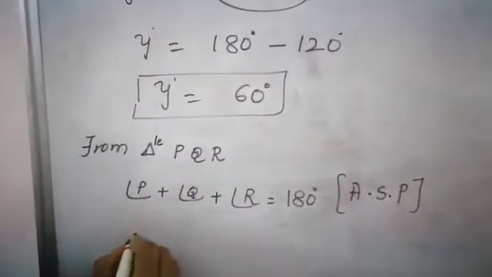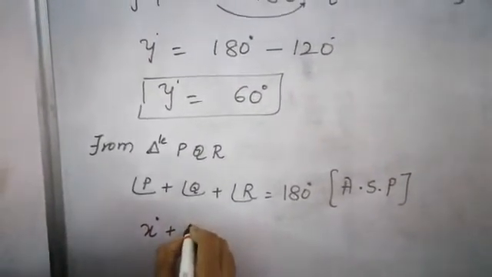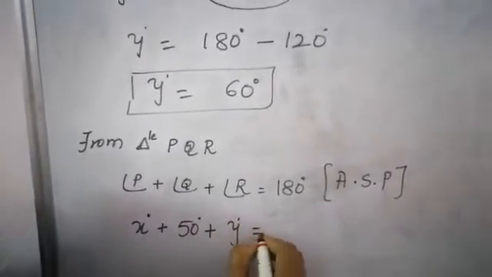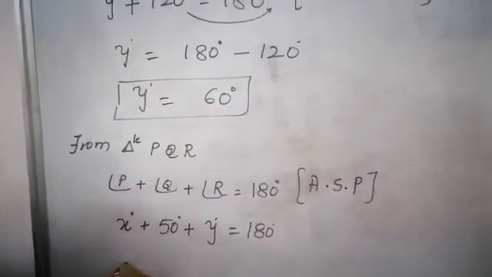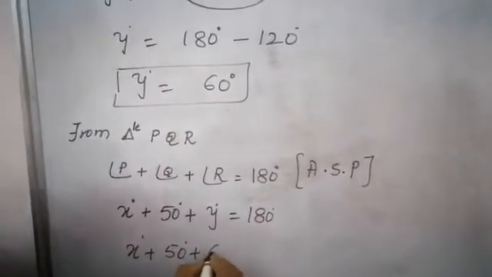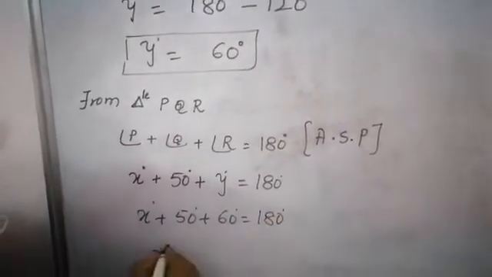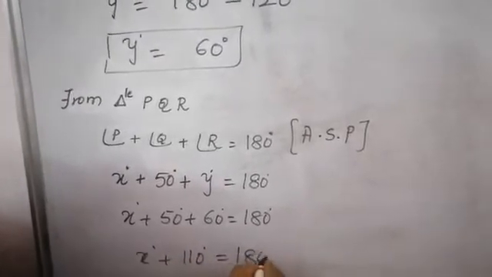Angle P is what? X degrees. Angle Q is what? 50 degrees. Angle R is nothing but your y degrees, which we just got. Substitute y as 60 degrees. So x degrees plus 50 degrees plus 60 degrees is equal to 180 degrees. So x degrees plus 110 degrees is equal to 180 degrees.